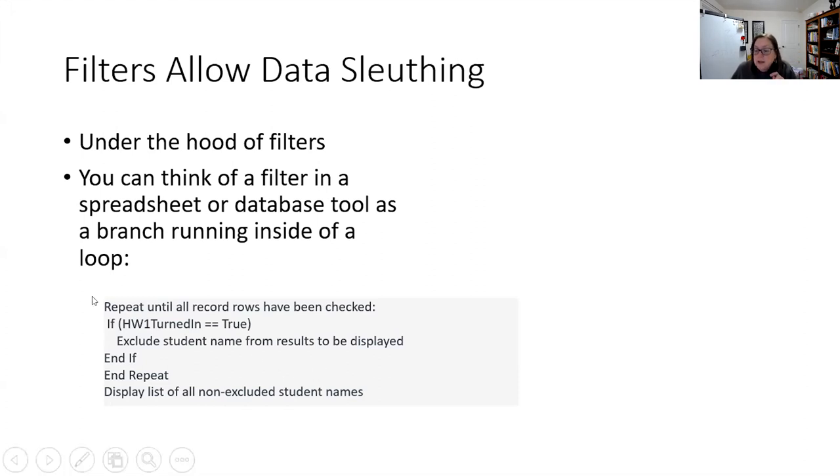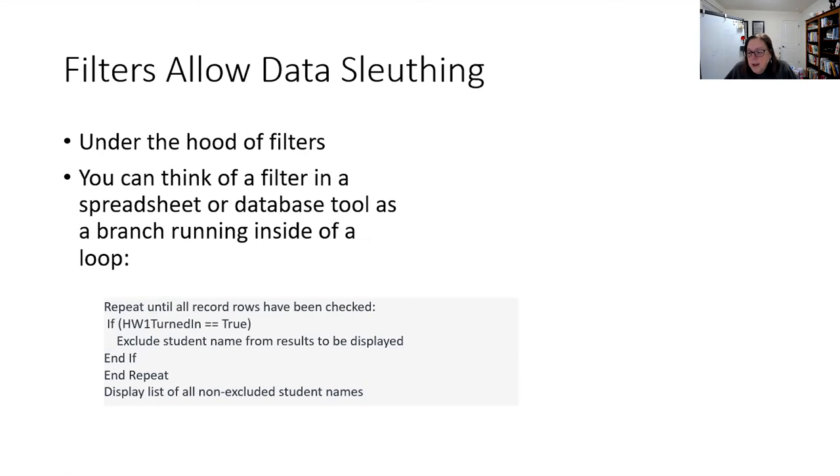So there's a big outer controlling loop. Keep checking until you've checked all the records. For each record, if they turned in their homework, so this means I have a data variable called homework one turned in. It's a Boolean, that's a type of data. If it's set to true, throw that record out. Now, they don't throw the record out, they just suppress the display of the record.